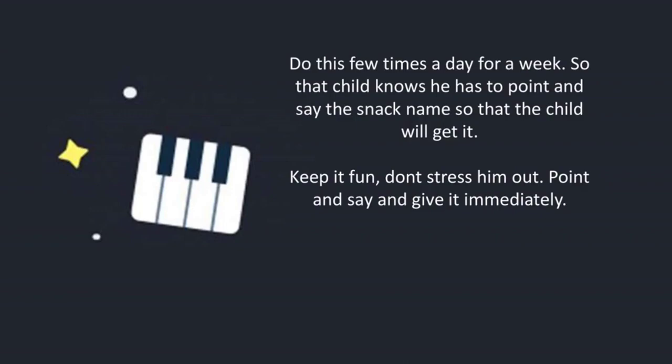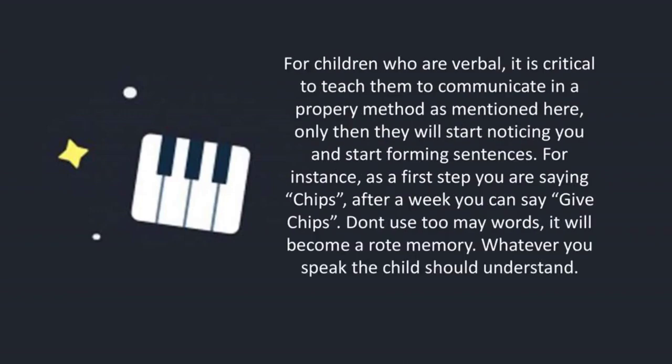Don't use too many words. Even if the child can talk 2-3 words together, start with imitating you with a single word. For children who are verbal, it is critical to teach them to communicate in a proper method, as mentioned here. Only then they will start noticing you and start forming sentences. For instance, as a first step, you are saying chips. After a week, you can say give chips. Don't use too many words. It will become a rote memory.